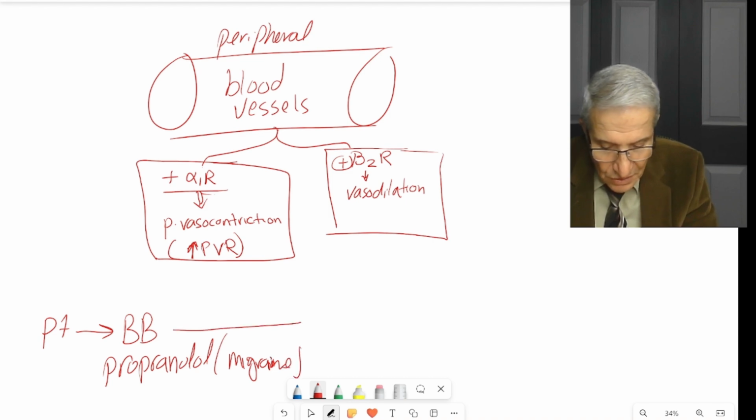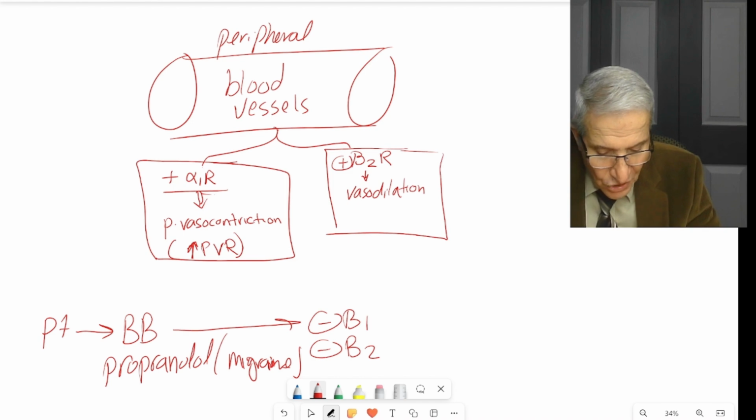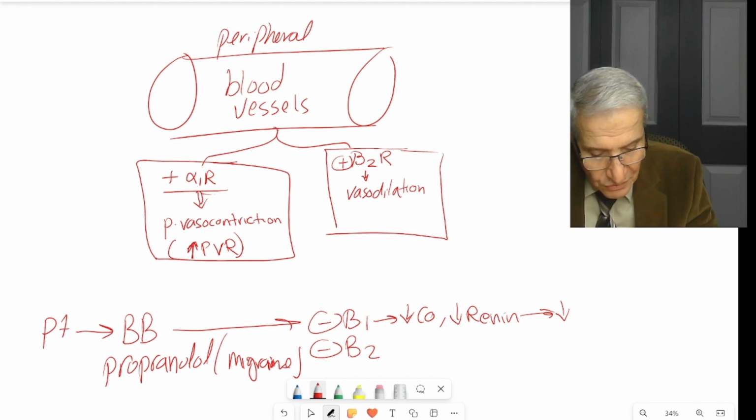Okay, what happened here? Beta blockers block beta 1 and beta 2. When you block beta 1, we understand what happened: decreased cardiac output, decreased renin. That's great, and the blood pressure will be decreased, and it affects the brain and improves symptoms of migraine, for example.